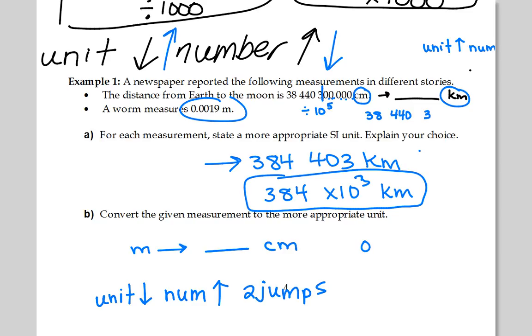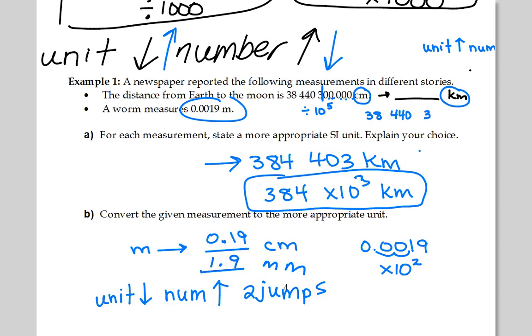So where's our number? 0.0019 times 10 to the 2. How many decimal moves? And in which direction? 2 to the right. So it's 0.19 centimeters. How many millimeters is that? One more move, right? Millimeter is one more jump over, one more factor of 10, one more decimal move.